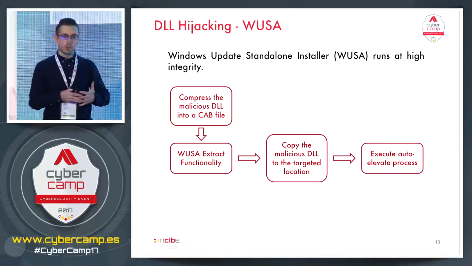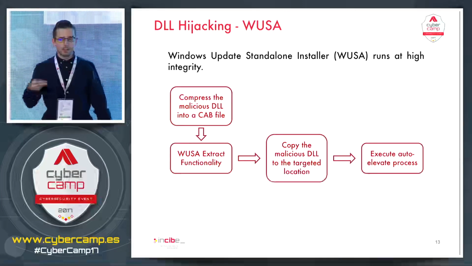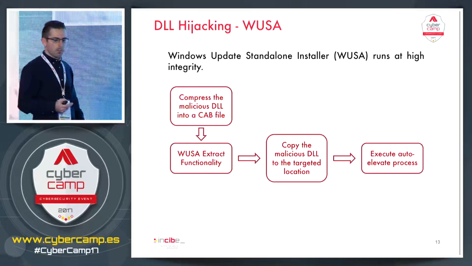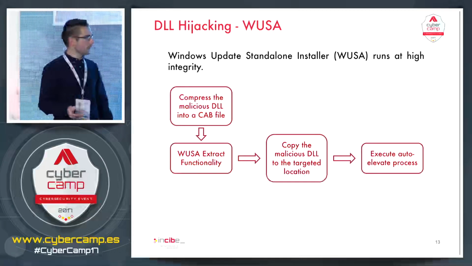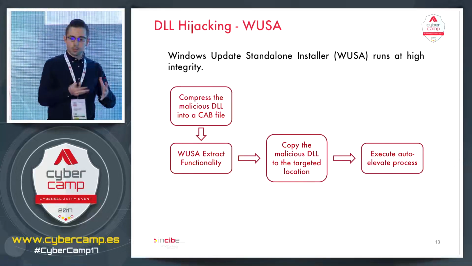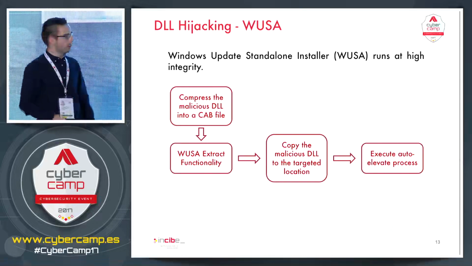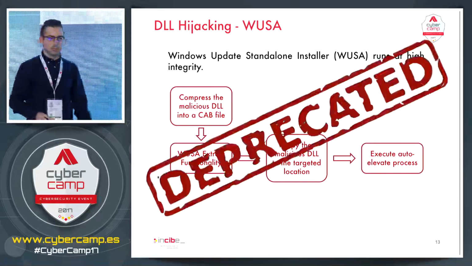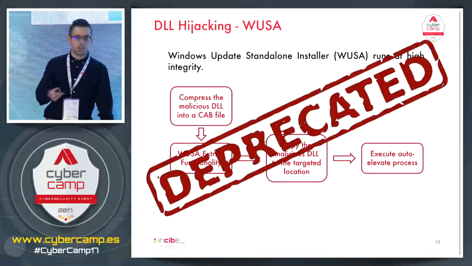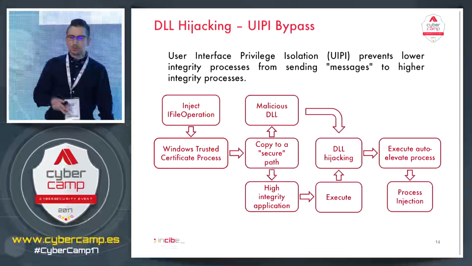Another example is the WUSA method that would use the Windows Update Standalone Installer. The first step is to compress the DLL into a CAB file. Then we would extract the DLL into any location in the disk, in particular the one we were interested in. Then our DLL would be the one to be used. This has been totally patched, and the extract functionality has been suppressed from Windows.